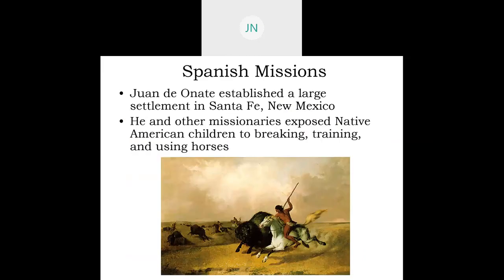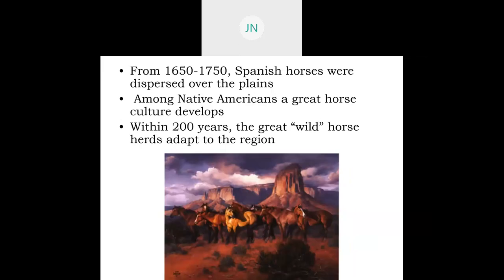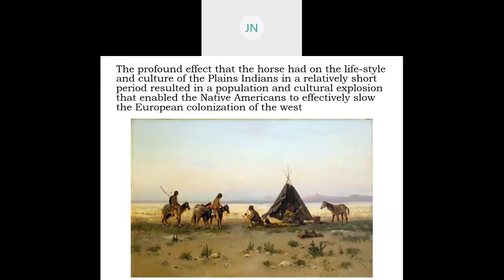So Spanish missions, Juan de Oñate established a large settlement in Santa Fe, New Mexico, and he and other missionaries exposed Native American children to breaking, training, and using horses. So from 1650 to 1750, Spanish horses were dispersed over the plains, and among the Native Americans, a great horse culture developed, and within 200 years, the great wild horse herds adapted to the region.